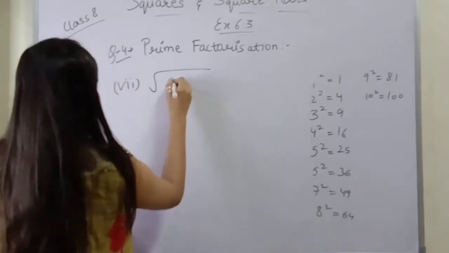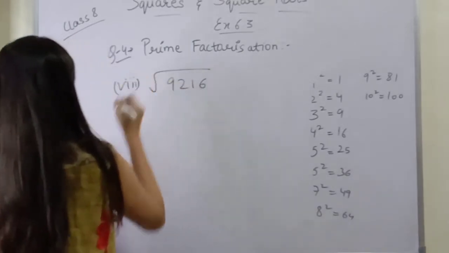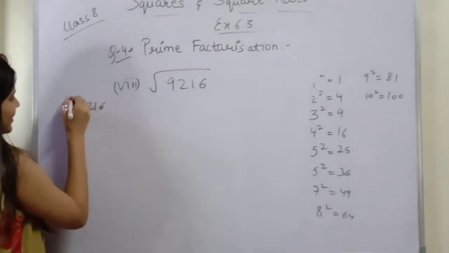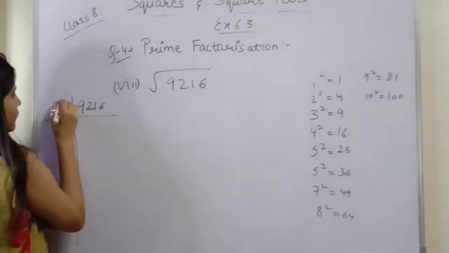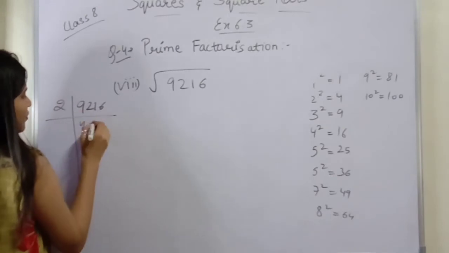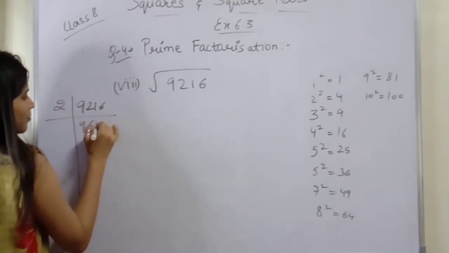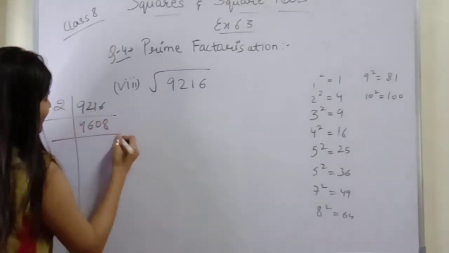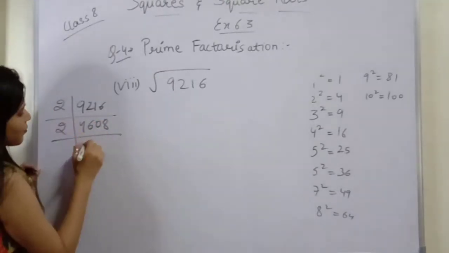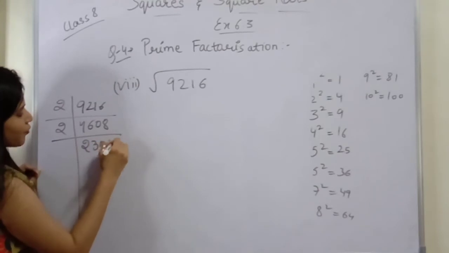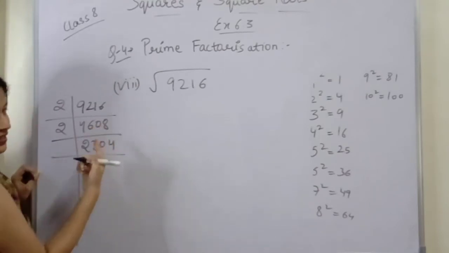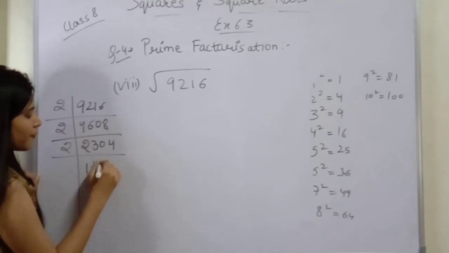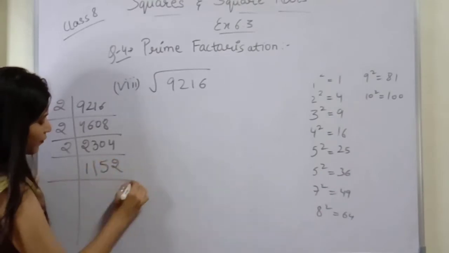8th part is 9216. 9216 is the multiple of 2. 2 4s are 8, 2 6s are 12, 2 एक 0 लगेगा because 1 नहीं जा रहा and 2 8s are 16. Now 2 2s are 4, 2 3s are 6, 2 4s are 8. 0 as it is आएगा. 2 1s are 2, 2 1s are 2, 2 5s are 10, 2 2s are 4.